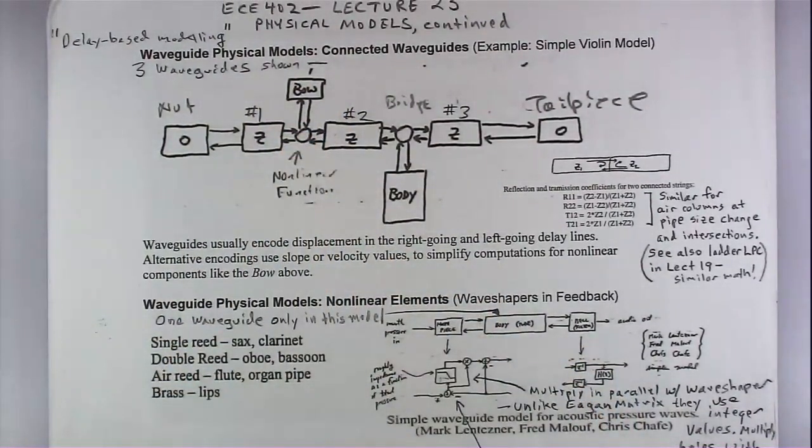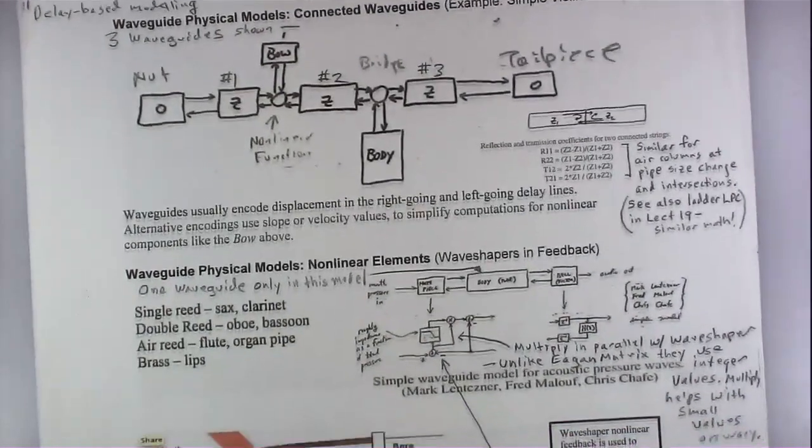Because everything else about waveguides is really simple. You just have delay lines and some simple interpolation filters. Usually your low-pass filters or other filters in there are really simple. I don't know if you remember last time, they're single-pole filters and things like that. So, okay.